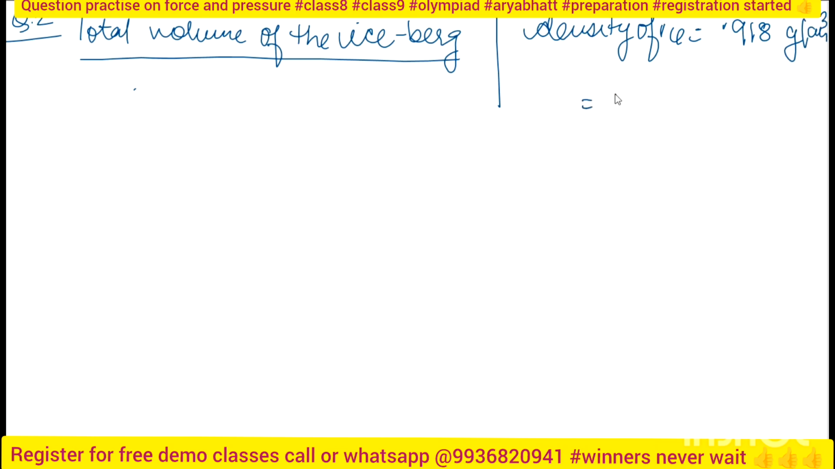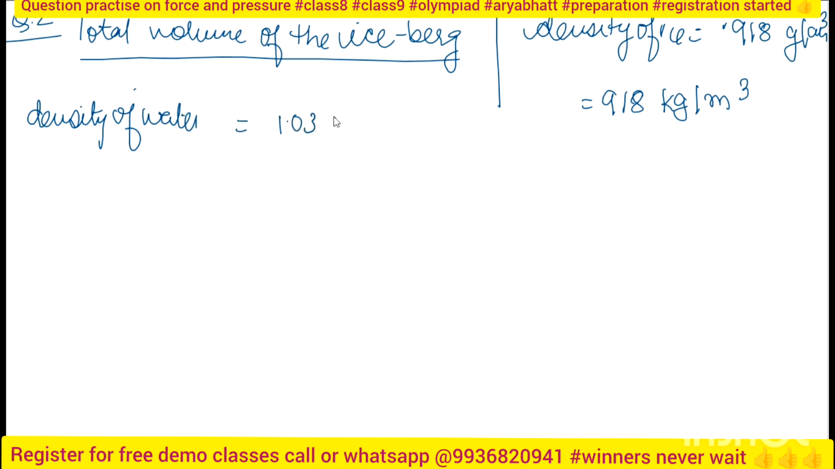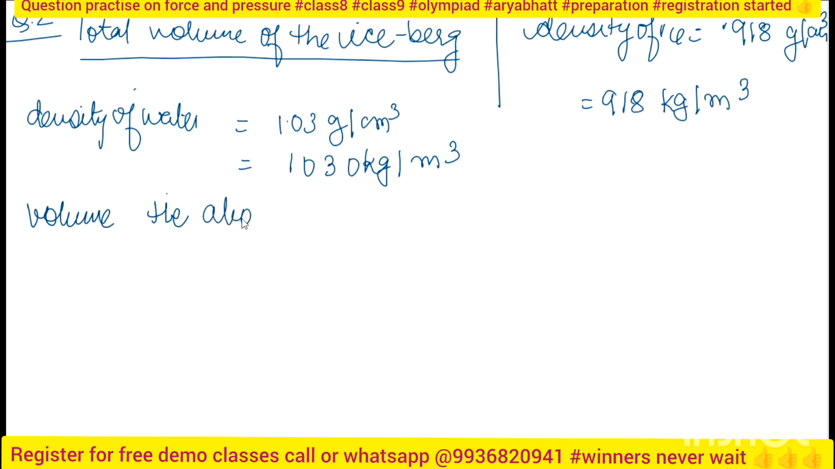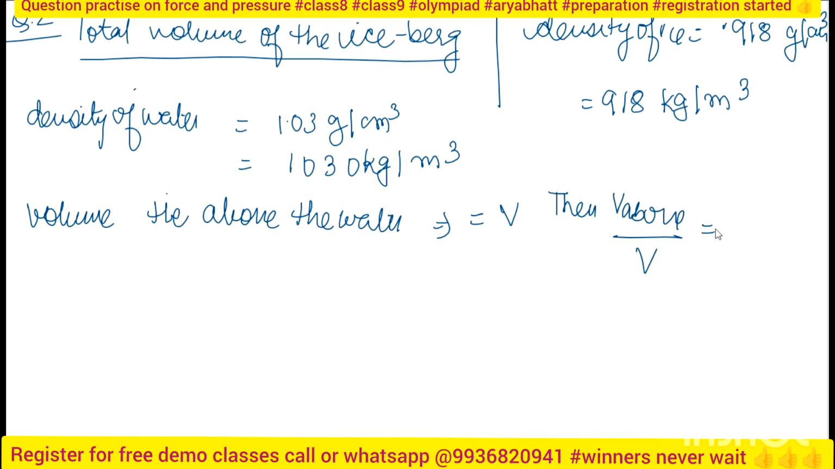I can write it as 918 kg per meter cube. Now the density of water, where it is submerged, is 1.03 gram per centimeter cube, or 1030 kg per meter cube. The volume that is above the water, I say this is equal to V above. Then V above upon V is equal to 1 minus rho ice upon rho water.